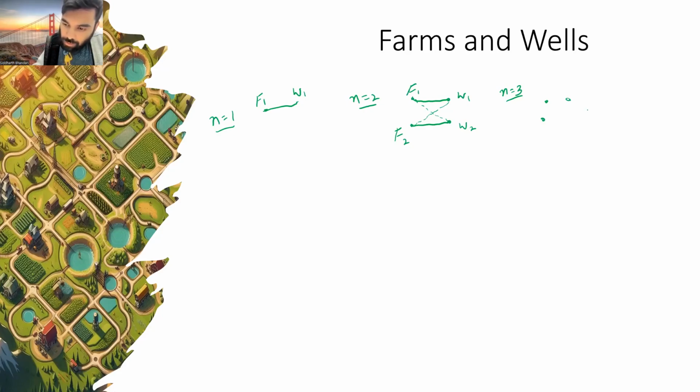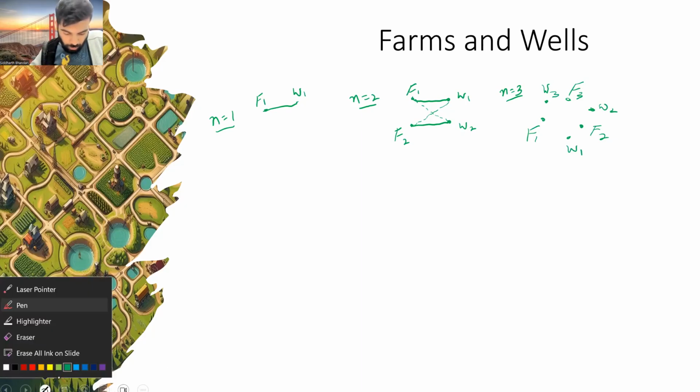So there are 3 farms and 3 wells, distributed in some way, we do not know. So there is farm 1, farm 2. They can be mixed in weird ways. There is no need for them to follow any particular strategy. This is W3, W2, and W1. Now we want to connect the farms to wells such that no two cross each other.